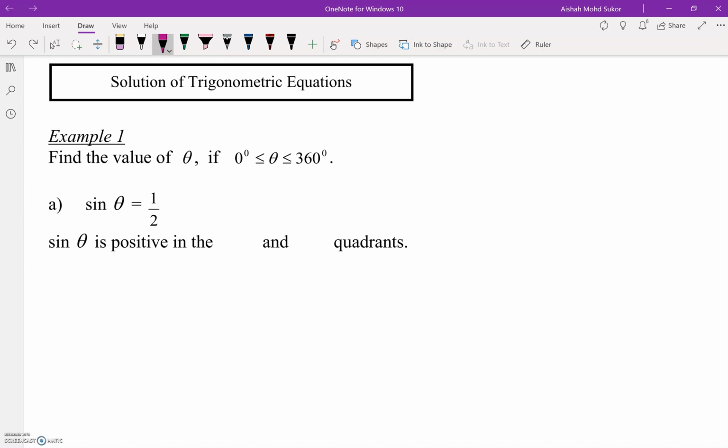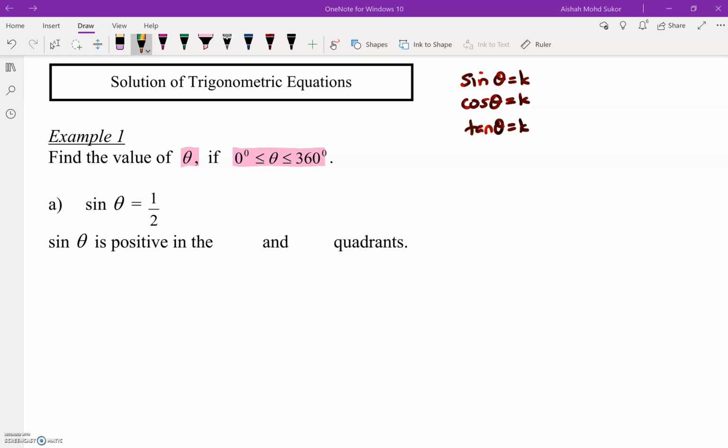Solution of trigonometric equations such as sin theta equals a constant, cos theta equals a constant, and tangent theta equals a constant. Example 1. Find the value of theta if theta is from 0 to 360 degrees. A. Sin theta is equal to 1 over 2.